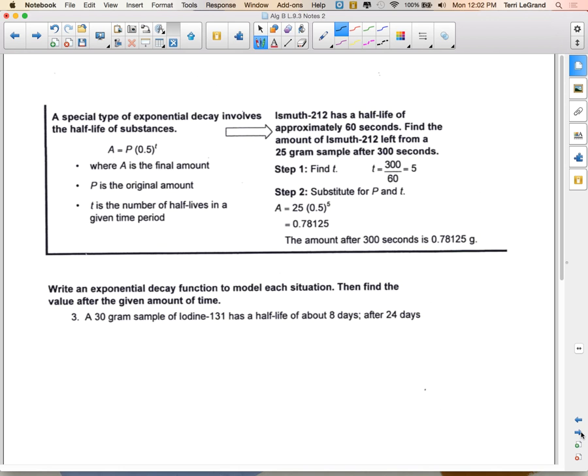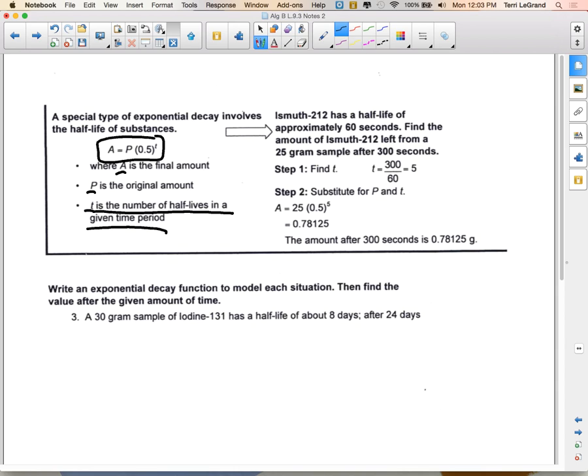Okay, let's go to the back side where we're going to talk about a special type of exponential decay. And you need to pay attention here. You will use this all the time for half-life. This is the formula, which you put a little box around it here. This is the formula you will always use for half-life of a substance. Capital A being the final amount, how much is left. P being how much did you start with again. It's like our little a. And T, this is the part, I want you to underline this whole thing.